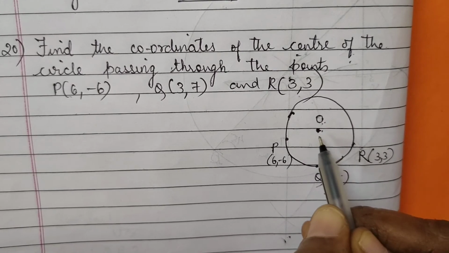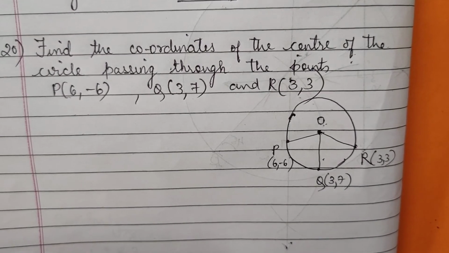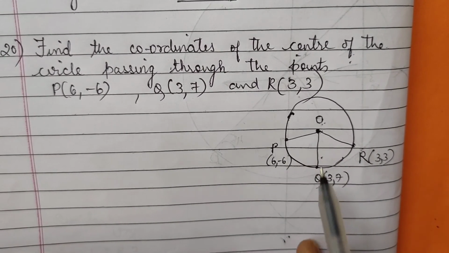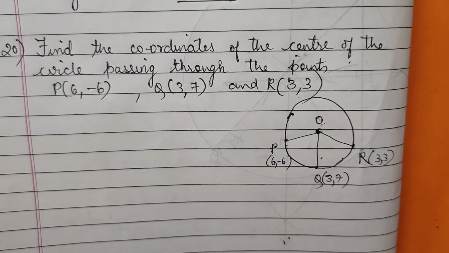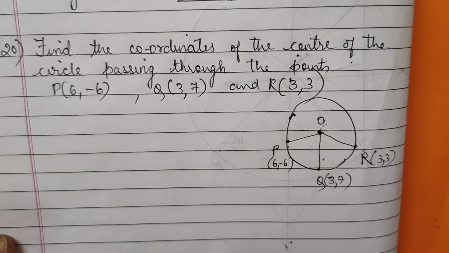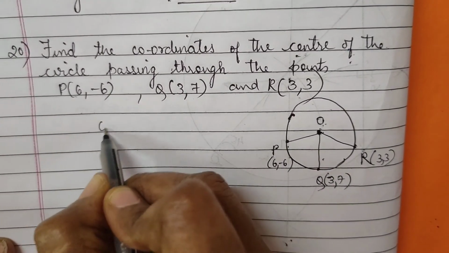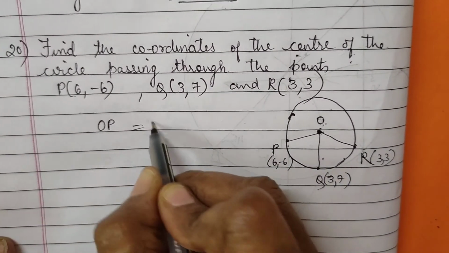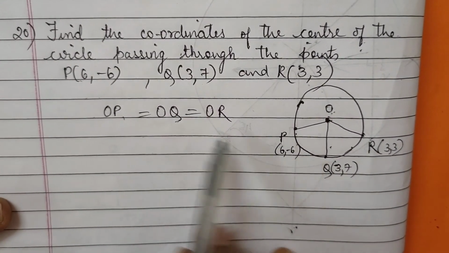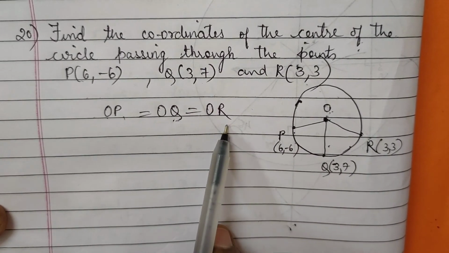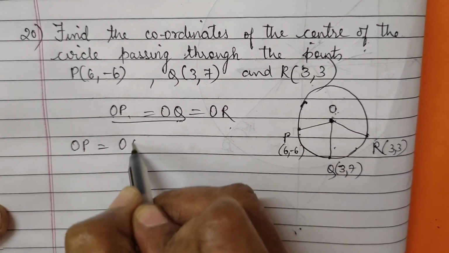So what we will do, we will just join these. After joining, you can see how it looks. OP is what? It is a radius. OQ is also a radius and OR is also a radius. So the radii are congruent to each other? Yes. So we are going to keep this in our mind: OP is equal to OQ and OQ is equal to OR. Is it or not? So we understand that OP is equal to OQ and OQ is equal to OR.